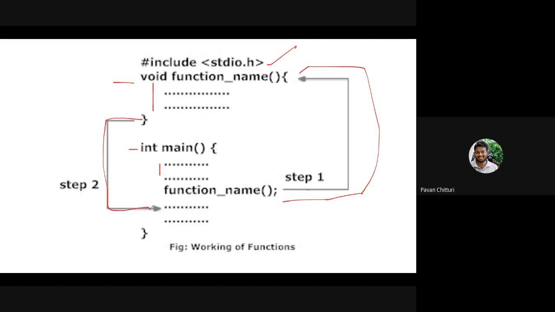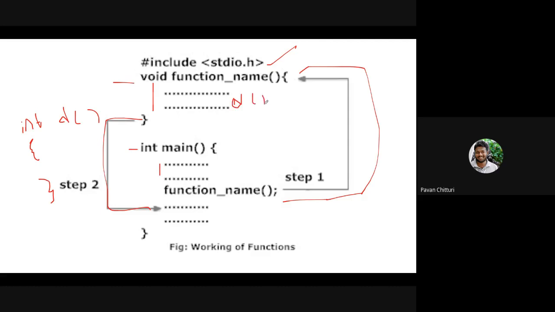For example, if I have two different functions, let us say I have an int d function. I am calling the int d function here.